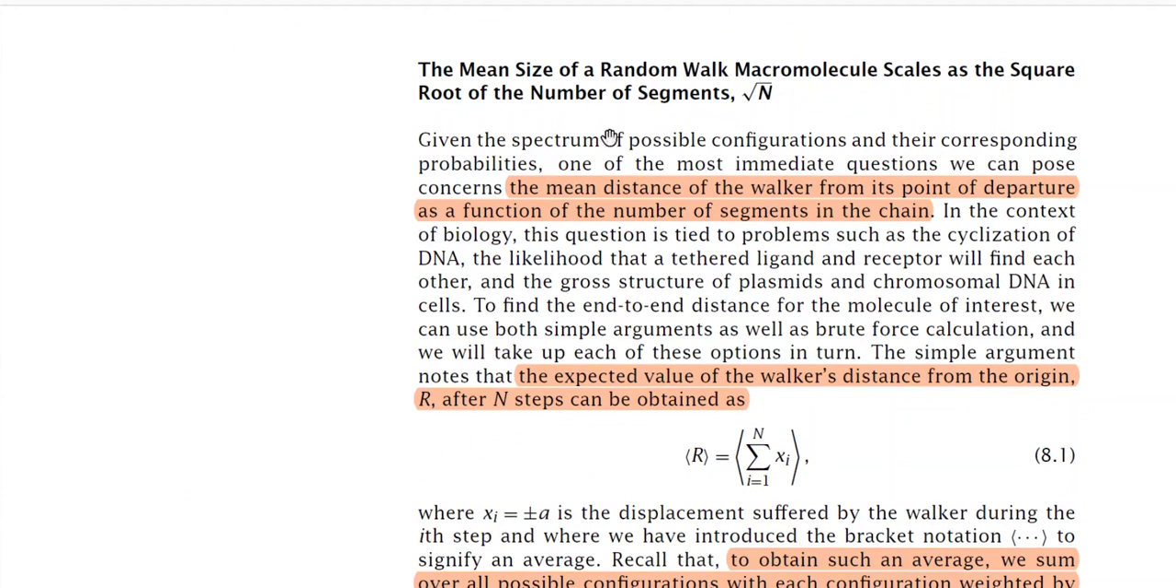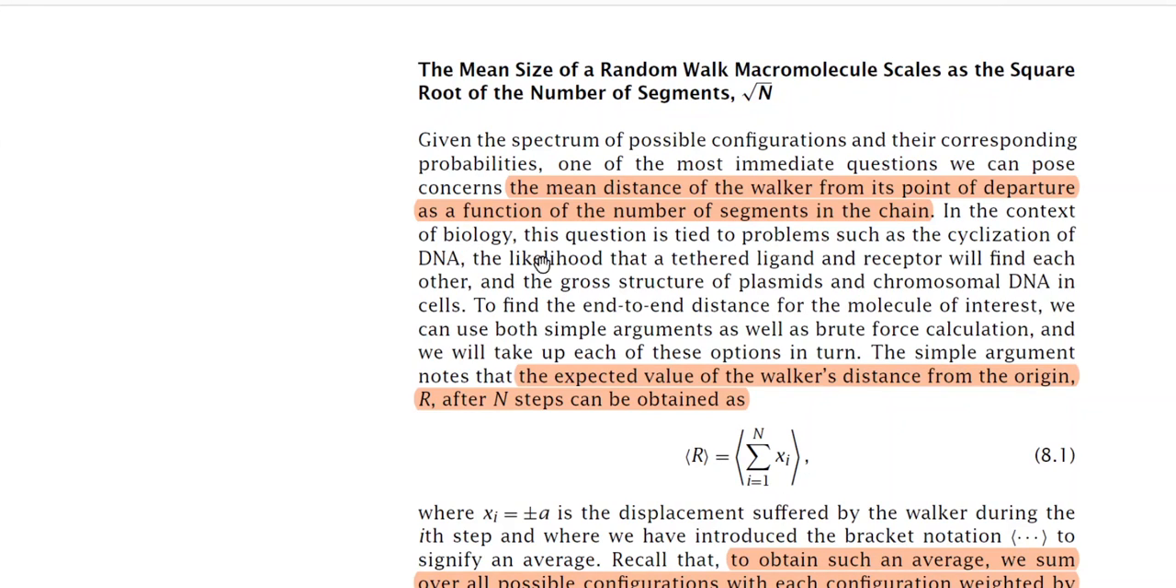Given the spectrum of possible configurations and their corresponding probabilities, one of the most immediate questions we can pose concerns the mean distance of the walker from its point of departure as a function of the number of segments in the chain. Suppose the chain has capital N segments. What we are going to find is the mean distance of the walker from its point of departure. When it just started from its origin, how much distance has it traveled if it has n segments? That mean distance we are going to find.